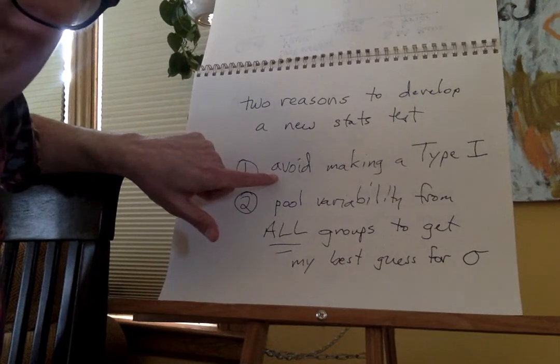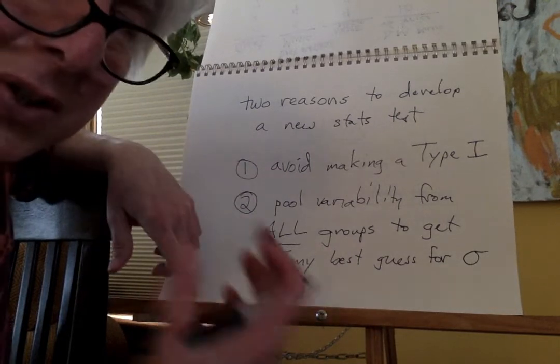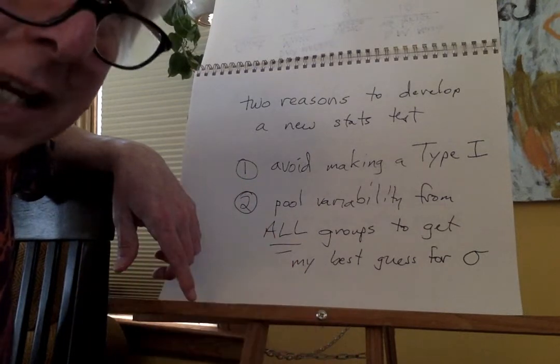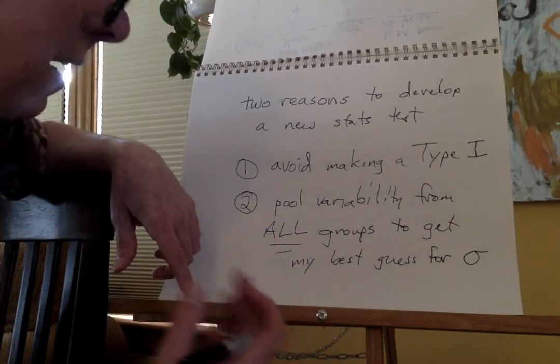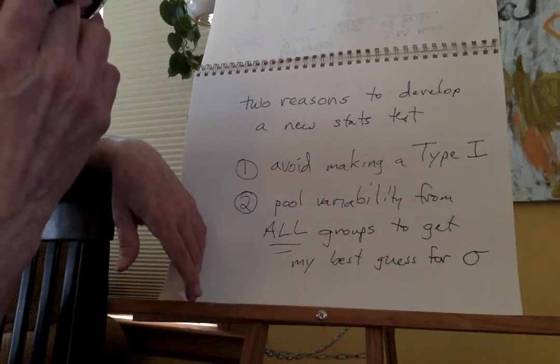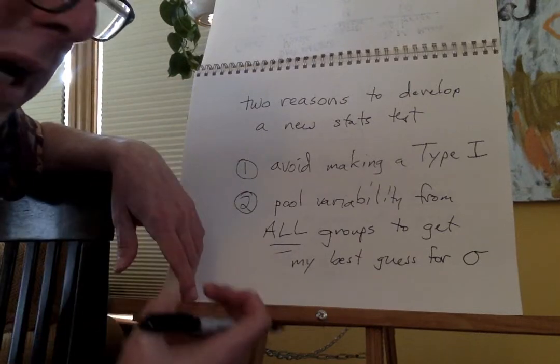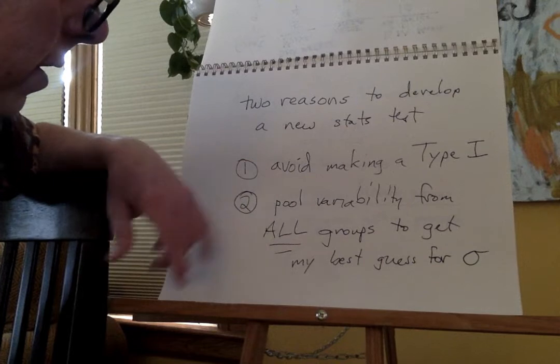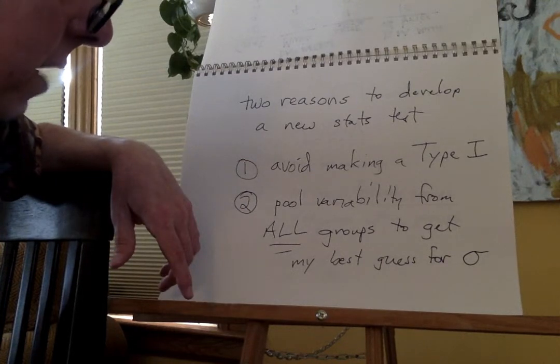You want to avoid making a type 1 error. If I do 6 t-tests, then I'm going to inflate the probability of making a type 1 error. So I want to avoid making a type 1 error. So I'm going to combine all the, I'm going to do 1 test instead of 6 different t-tests.